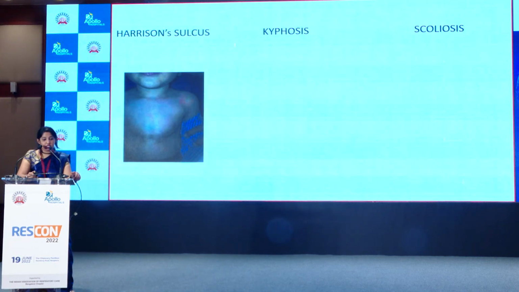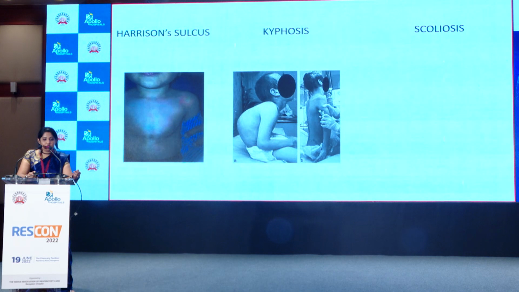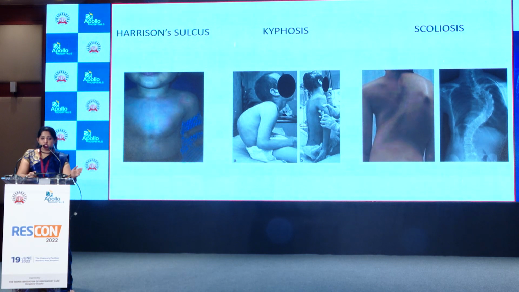Harrison's sulcus is seen in pediatric patients who have poor control over asthma. Because of the repeated diaphragmatic tugging, they tend to adopt this type of chest. Kyphosis is the increased AP diameter, the increased front to back diameter of the spine, and scoliosis is the sideways curvature of the spine.